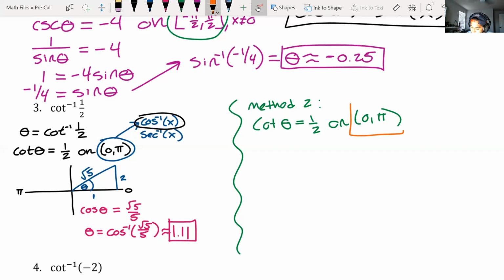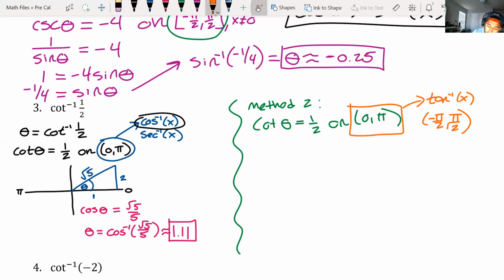So what we want to do is somehow fit the inverse tangent onto these restrictions. But we know that the inverse tangent lives from negative pi over 2 to pi over 2. So this means that we are going to take cotangent and change it into tangent.